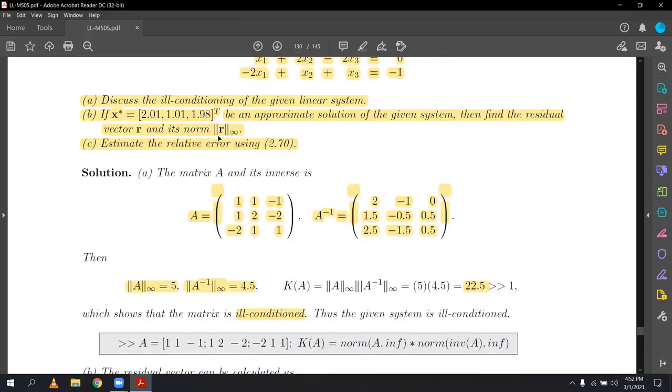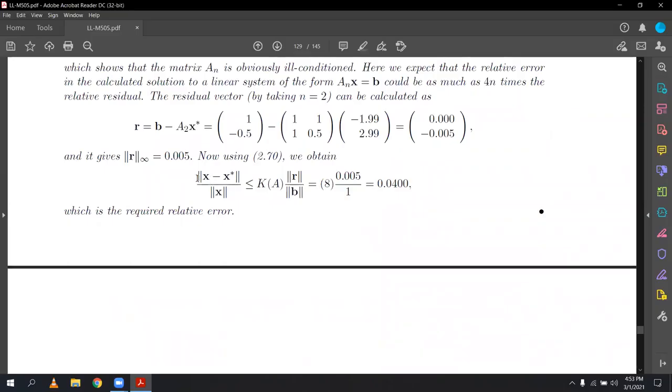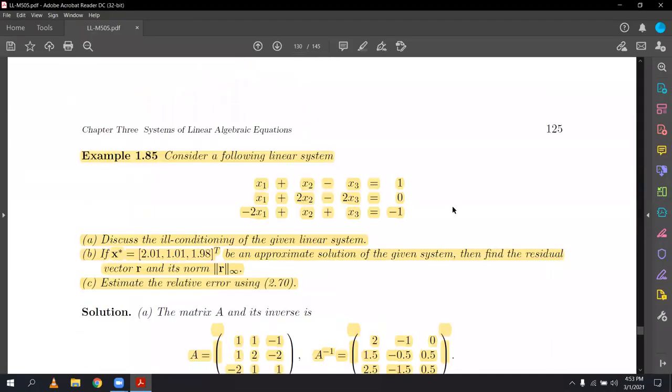And what is the last part? Estimate the relative error. And the relative error I give you is this formula. This is the relative error here. So you already have calculated K of A. You already calculated R. And you calculate, what is the B norm?